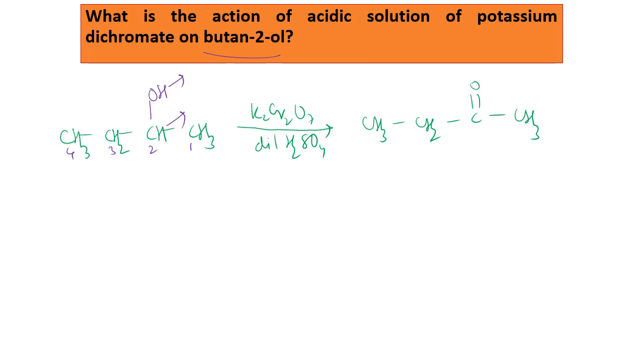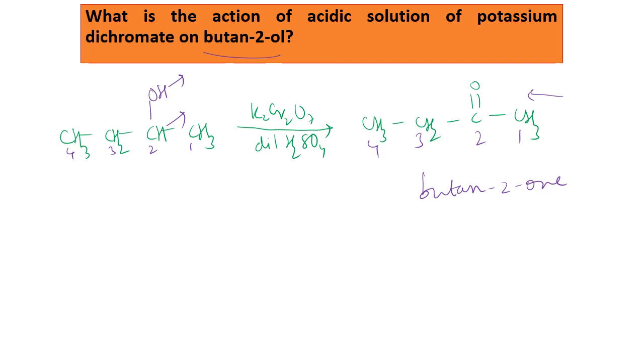When you want to name this compound, number from the end which is near to the functionality. So 1, 2, 3, 4 from this side, the functional group is nearer, and the name for this compound will be butan-2-one because we have a 4 carbon chain, butane, and the second carbon is containing the ketonic group. So butan-2-one. So this is how we complete the first oxidizing agent, that is potassium dichromate and dilute sulfuric acid mixture.